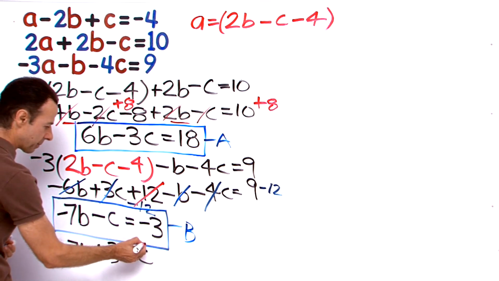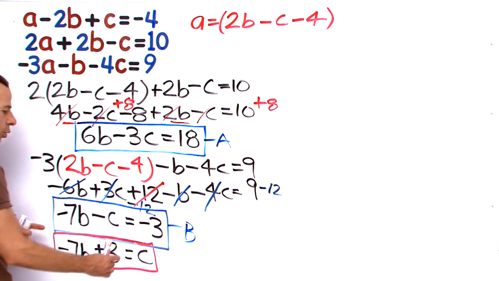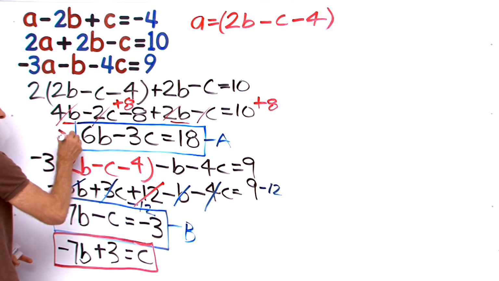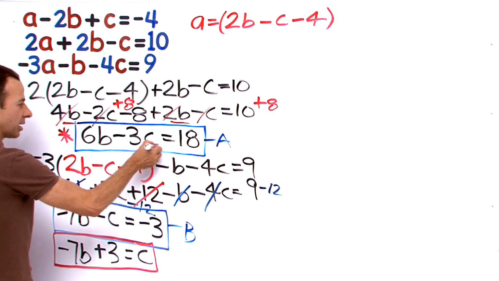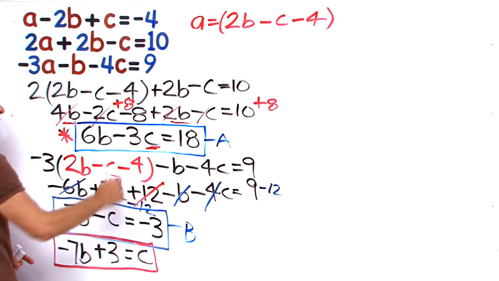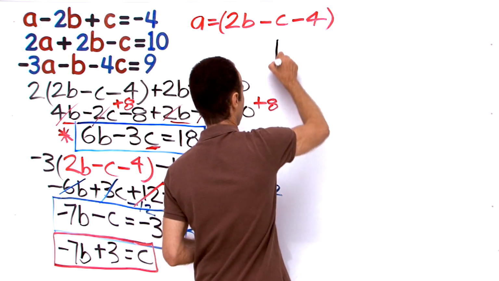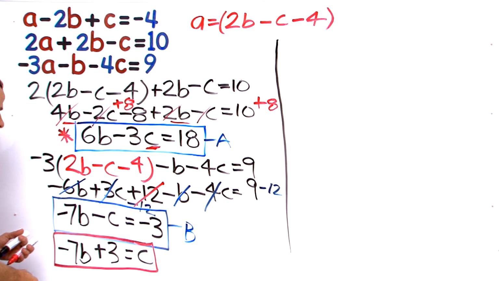Now, I'm going to box that up in red. Now that C is the subject, we're going to substitute that into any one of these two equations. Probably this one is the best one. So let's substitute and replace this C right here for this C right there. I'm going to substitute in there to solve and find one of the variables. So C equals minus 7B plus 3.